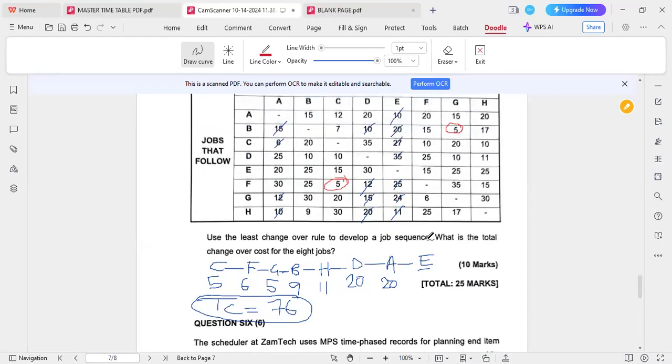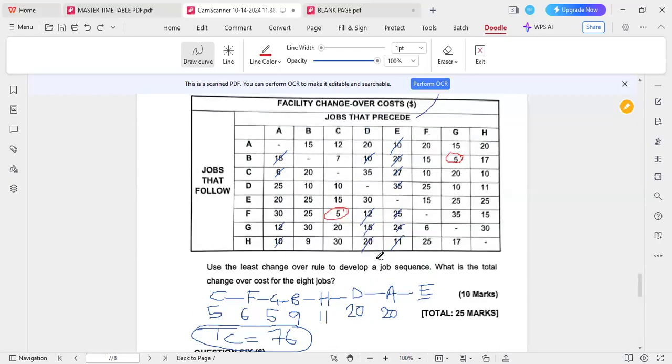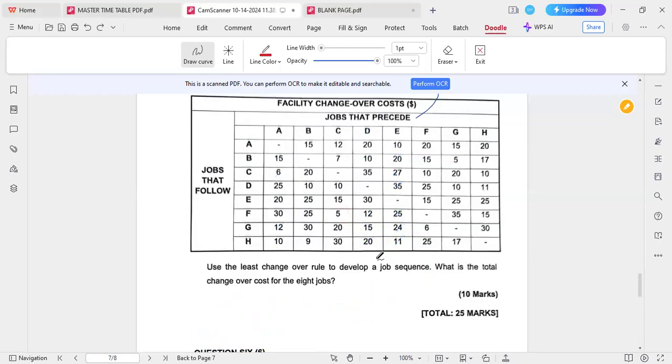Have you copied this answer? Have you copied it? Excuse me, have you copied it? Hello? Yes, copied. If copied, I can erase it. Yes, please. Okay.